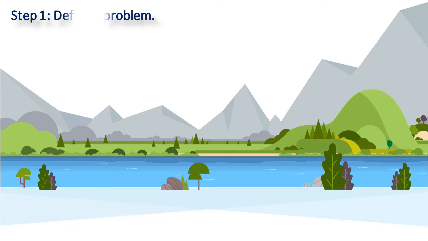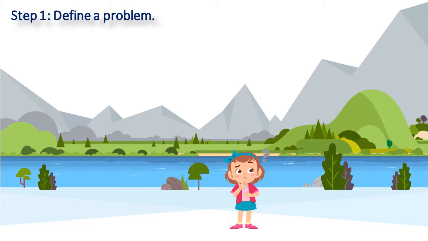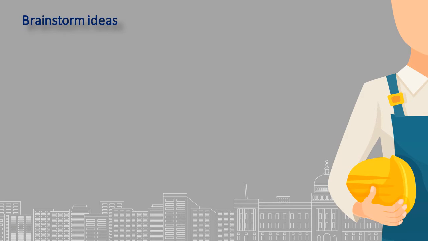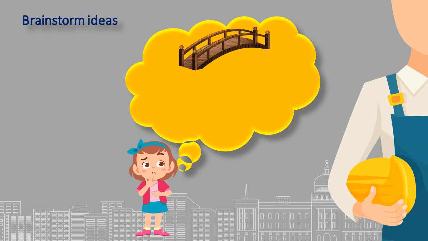Step 1. Define a problem. Let's look at this scene in front of us where we see a little girl standing by the river. This girl has a problem. She can't find a way to cross the river. Now, this little girl has to brainstorm ideas. What about a bridge? Or using a hot air balloon, which can take her to the other side of the river?